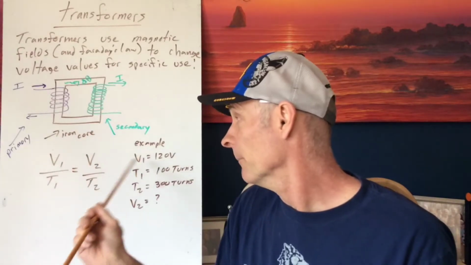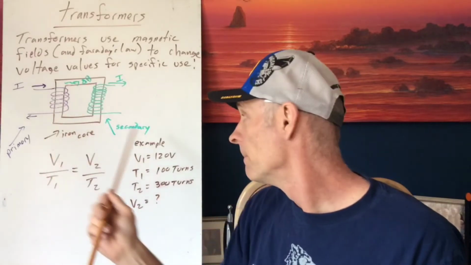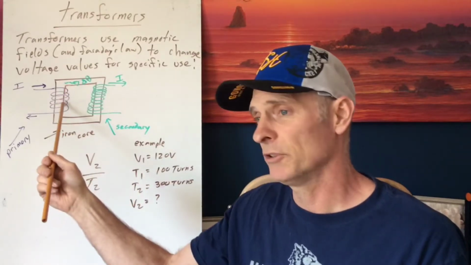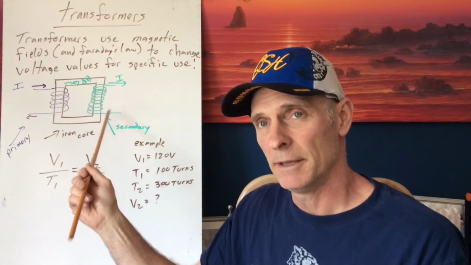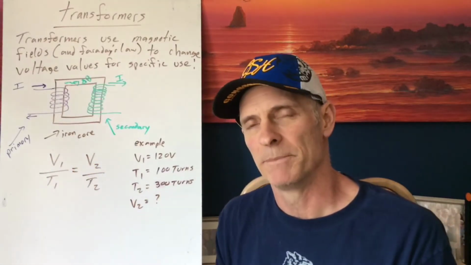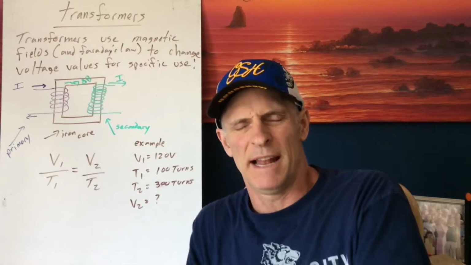For example here, I've got 120 volts connected to my primary coil. The number of turns is 100. That means there's 100 turns on this part here. I've got 300 on this coil. Secondary turns, 300. What would be my final voltage that I measure on the secondary coil?